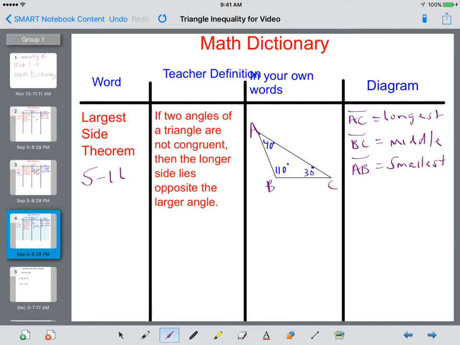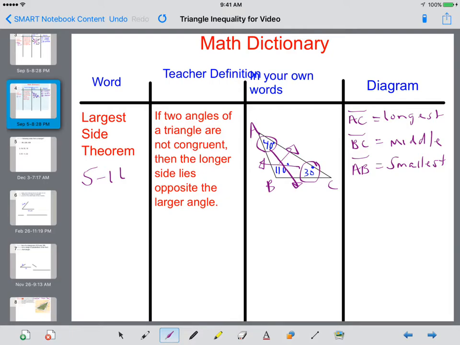Largest side theorem, we call it 5-11 in the book. If two angles of a triangle are not congruent, then the longer side lies opposite the larger angle. Again, angle B here, 110, is the largest angle. Therefore, side AC is the longest. Angle 40 is the middle. So the opposite side is BC. So BC is in the middle. The smallest angle is angle C here, which is 30 degrees, so the side opposite it, AB, would be the smallest. Let's look at a couple examples.